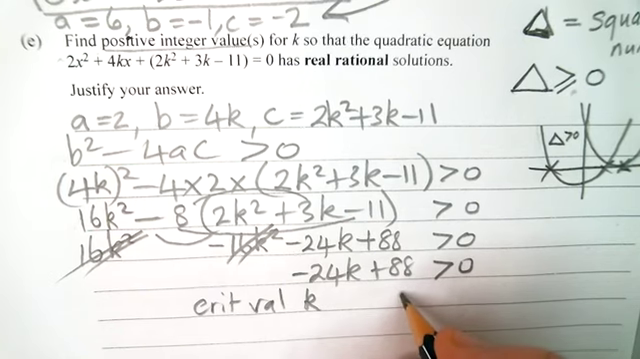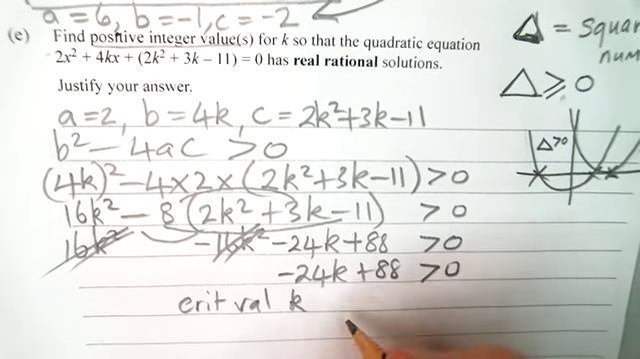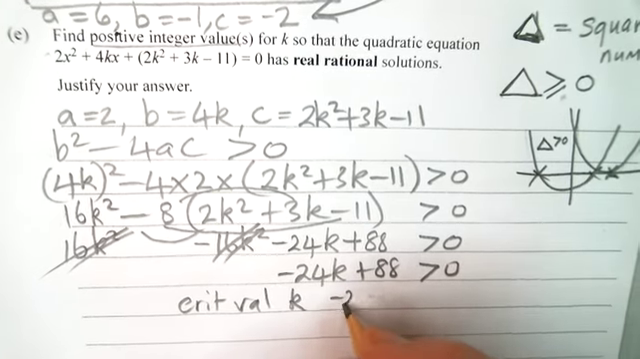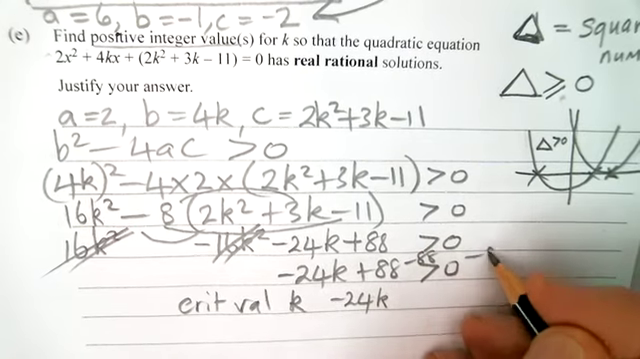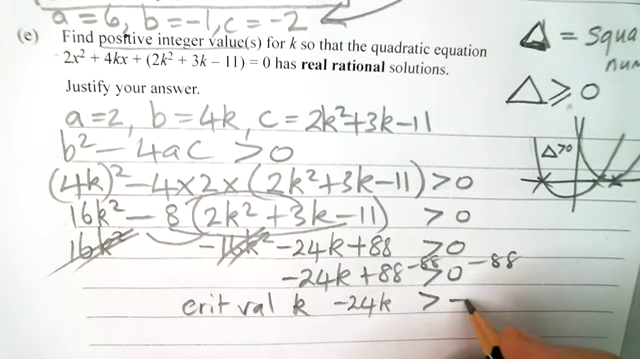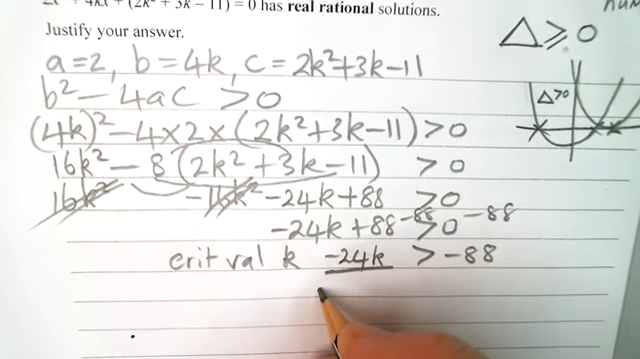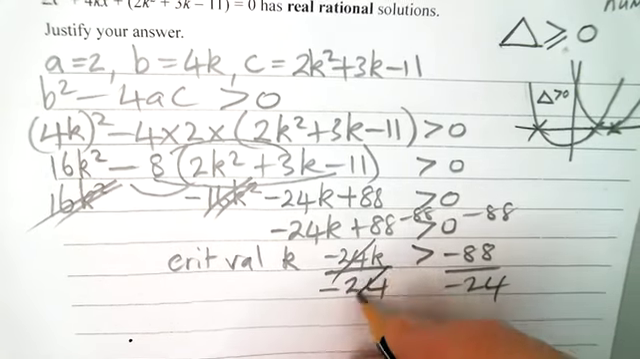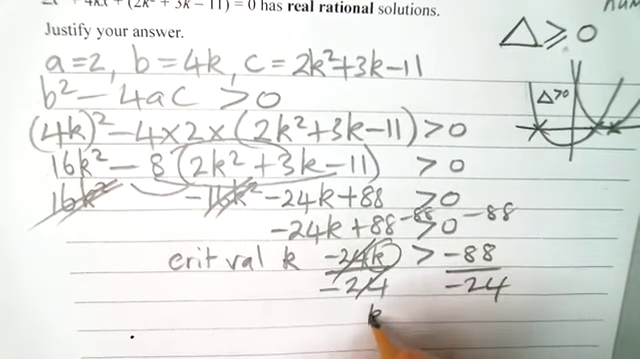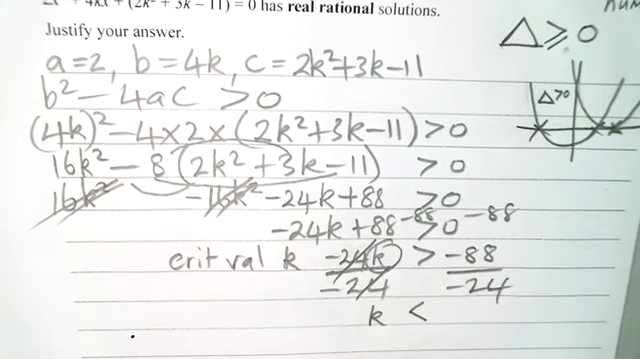So in terms of critical values, the critical value of k here is going to be, let's see, I'll do it properly. So we're going to have negative 24k. I'm going to subtract the 88 from both sides. So it's going to be greater than negative 88. I'm going to divide both sides by negative 24. And the moment I do that, leaving k on its own, this now is going to swap sides, and we've got negative 88 over 24.